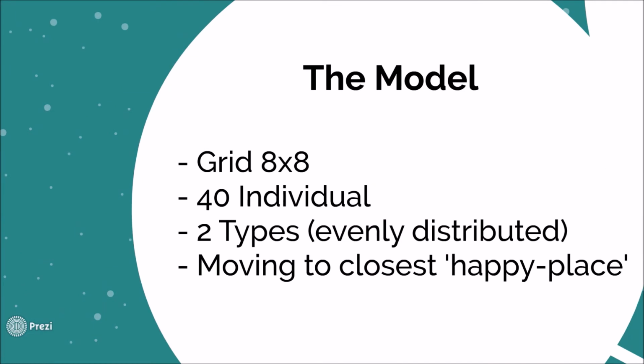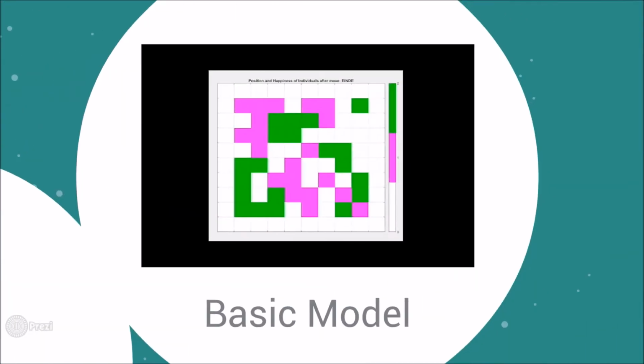We divided 40 people randomly on the 64 squares, while they were evenly distributed over 2 types. We applied the happiness rule like we just explained, and when a person appears to be unhappy, we try to make him or her move to the closest empty spot that will make this person happy. Let's watch an animation where we show you this process.